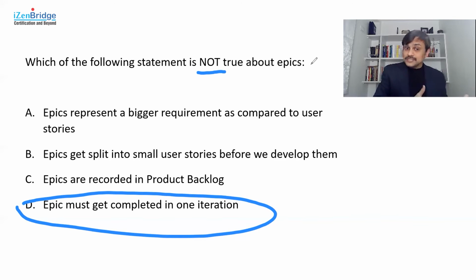So an epic gets split into smaller user stories before we develop or work on them, because we work on small items which can be finished in a given iteration. And since an epic is big, it cannot be finished in one iteration. So we never work directly on the epic. We split it into user stories. Now, an epic is a part of the product backlog.